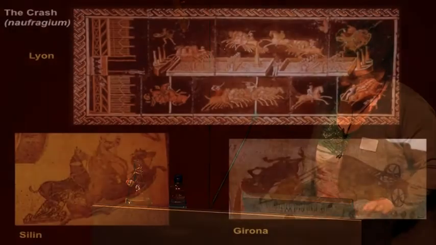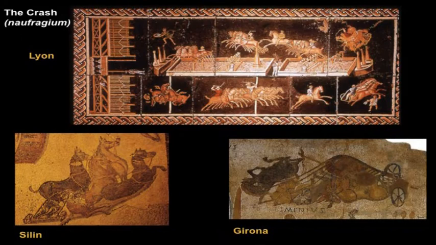Now the turn is the most dramatic part of the race. And on the mosaics, this is reflected by the fact that usually at one or both of the turning posts, there is a crash, a naufragium. This is what the Romans called it, a shipwreck, which actually does rather nicely describe the way it's depicted on the mosaics.